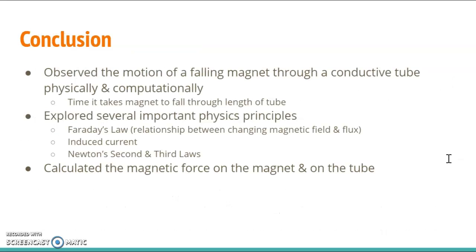So in conclusion, we observed the motion of a magnet falling through a conductive tube physically and computationally. We found the time it takes the magnet to fall through the length of the tube, and then we also explored several important physics principles, including Faraday's law, induced current, and Newton's second and third laws. And finally, we calculated the magnetic force on the magnet and on the tube.